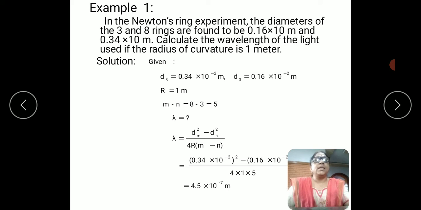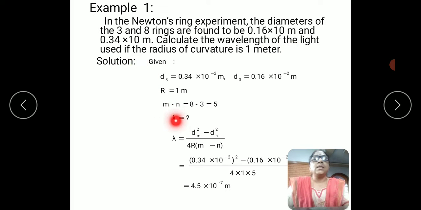Now let us see examples. In example 1, in the Newton's ring experiment, the diameters of the third and the eighth ring are found to be 0.16 into 10 raised to minus 2 meter and 0.34 into 10 raised to minus 2 meter. Calculate the wavelength of the light used if the radius of curvature is 1 meter.